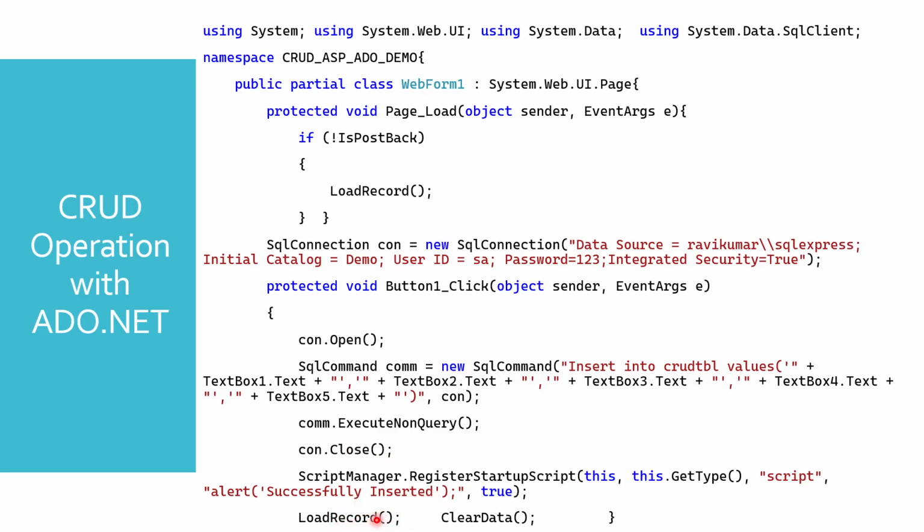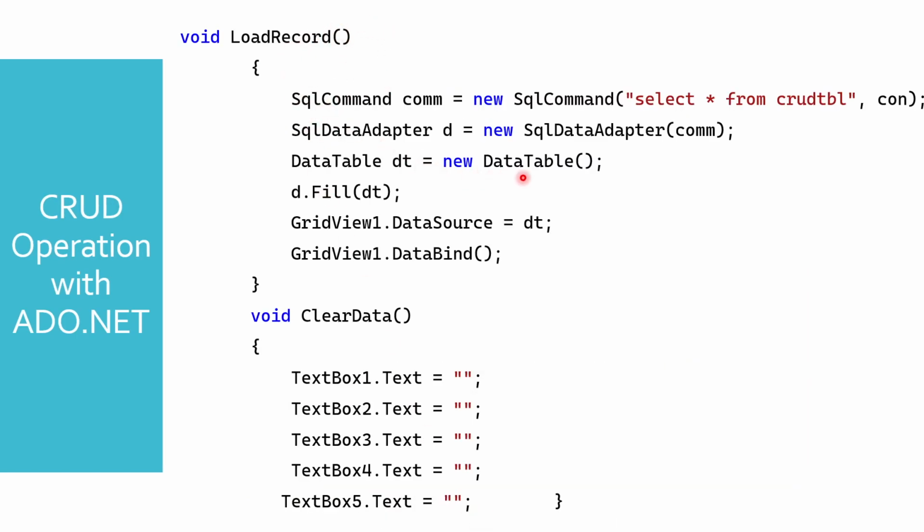Then I have methods for load record and clear data. Load record is a method where I'm using a grid view, and I'm fetching all the records using a select statement, using SQL command, and then a data adapter and data table. You know that this is a disconnected architecture. I'm filling the data table so I can access the records without a database connection, because once it is filled, it will be there in inbuilt local memory. Then I'm binding the records to the grid view, and it will be displayed. So I don't want to go back to the database and check the records every single time. I can check everything then and there after inserting, deleting, or updating the records.